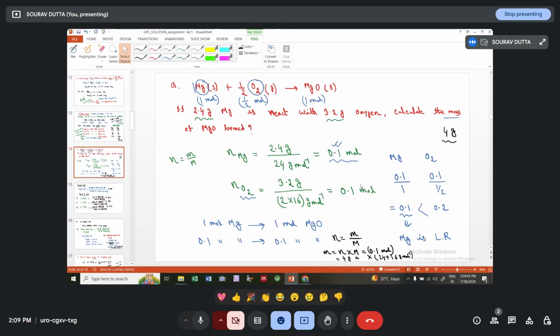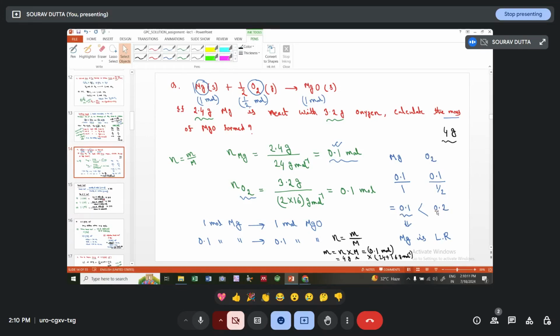So 2 into 16, this value will be 0.1 mole. Okay, so in your stoichiometry equation, at first we calculate this ratio for magnesium and oxygen. In case of magnesium, your mole is 0.1 and stoichiometric coefficient 1, so 0.1 divided by 1. In case of oxygen, your mole number is 0.1, your stoichiometric coefficient is half, so 0.1 divided by half. So in case of magnesium this value is 0.1, and in case of oxygen this value is 0.2.